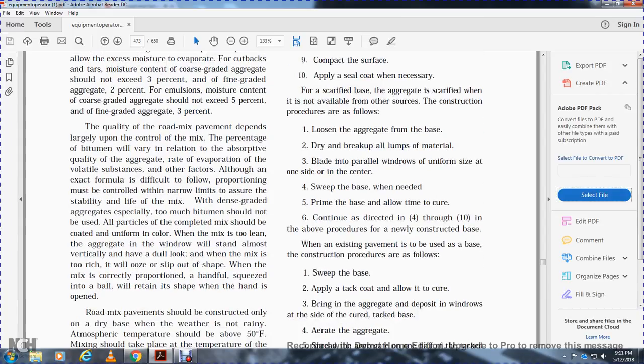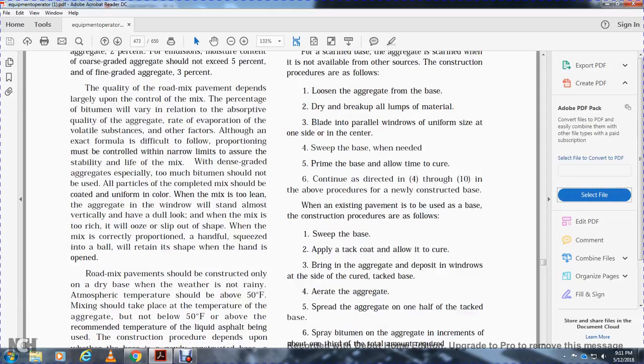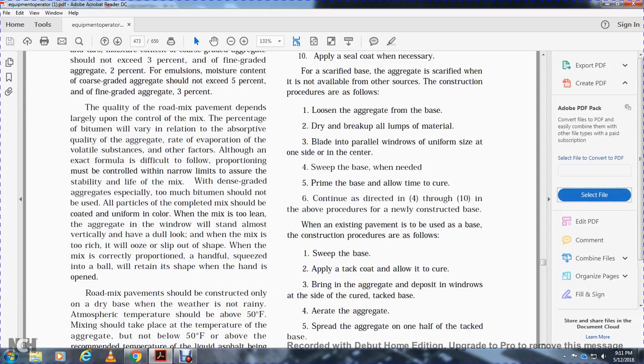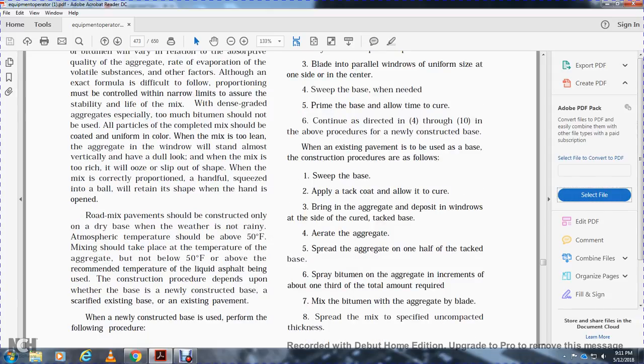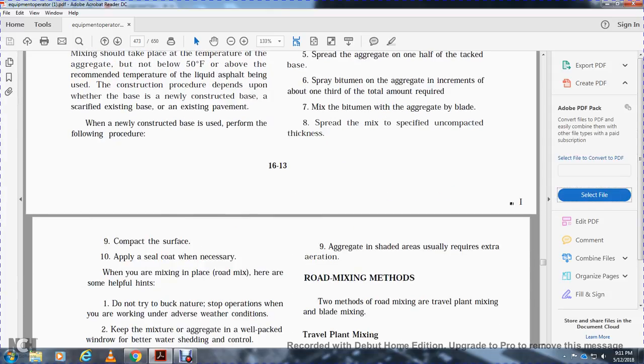When existing pavement is used as a base, the following construction procedure is followed. Sweep the base, apply tack coat, and allow it to cure. Bring the aggregate deposit into windrows to the side of the cured tack base, aerate the aggregate, and spread the aggregate on one half of the tack base. Spray the bitumen on the grade in increments of one third of the total amount required. Mix the bitumen and aggregate with the blade, spread the mix, and compact to the specified thickness.